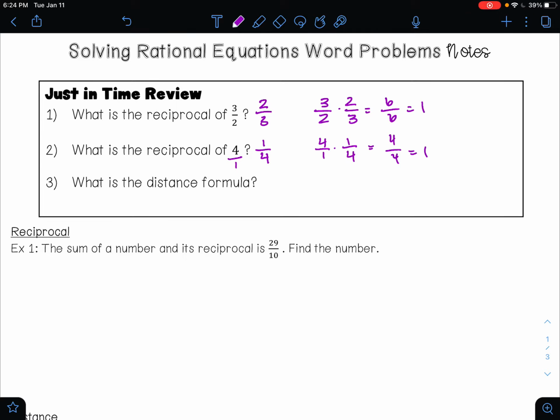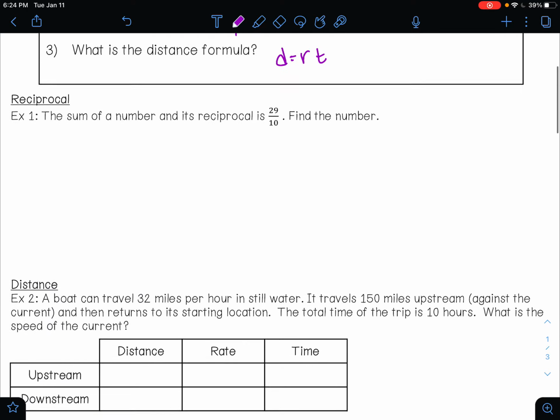And then question 3 says, what is the distance formula? Distance equals rate times time. So D stands for distance, R stands for rate, and T stands for time. And we will be using this formula throughout today's lesson. So let's go ahead and look at example 1.